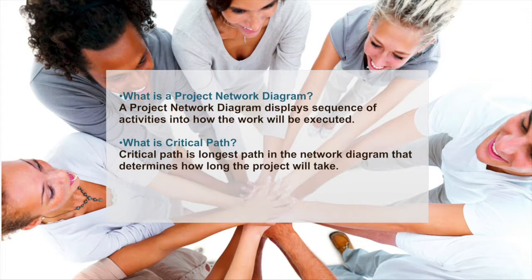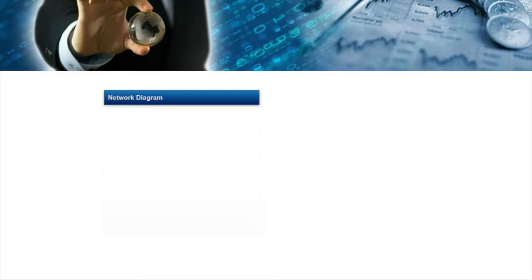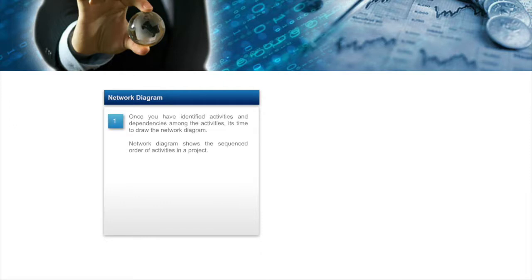So these are the first two definitions, and in the next slide we will go into the details, and that will give you a better understanding about the network diagram and about the critical path analysis. First of all, again, the project network diagram. Once you have defined your project activities and you have determined the dependencies among those activities, it's time to draw the project network diagram.